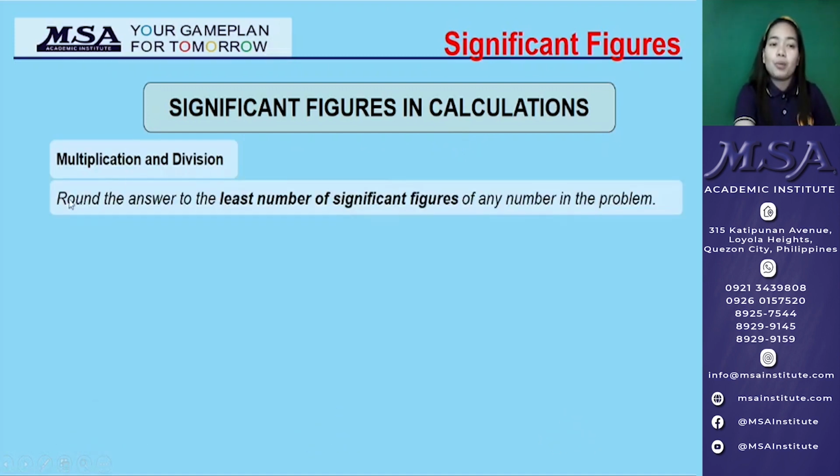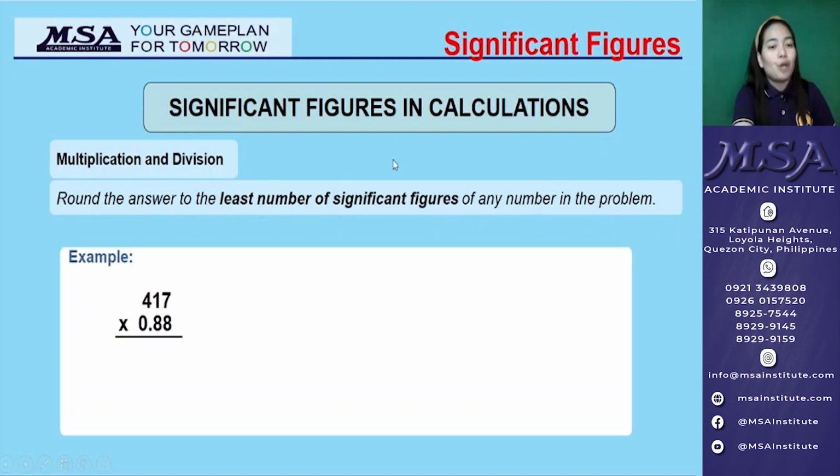For this rule, we will round the answer to the least number of significant figures of any number in the problem. So for example, we have 417 times 0.88. It will give us an answer of 366.96.